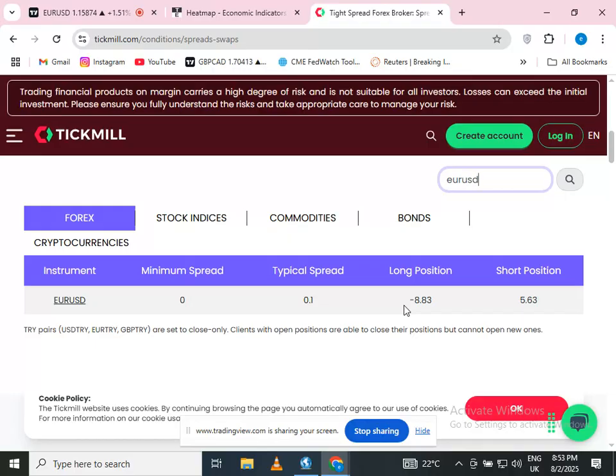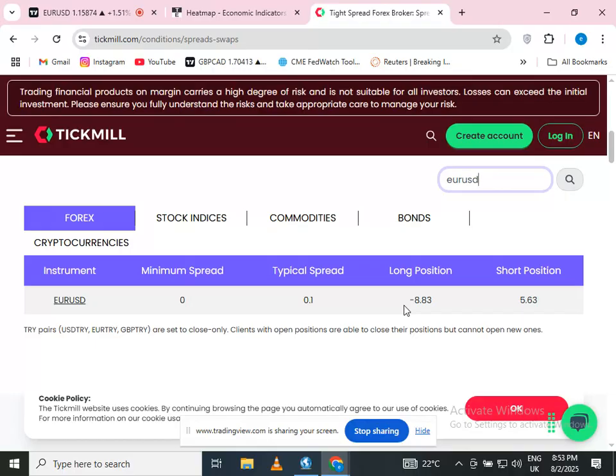So if you hold this pair for maybe 3 months, let's say 60 days, you'll be paying the broker a negative swap of $52.93, depending on your currency chosen to trade. So the broker will take that from your account, 52.93.